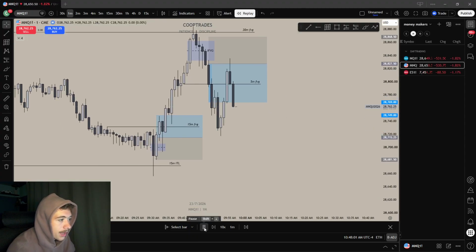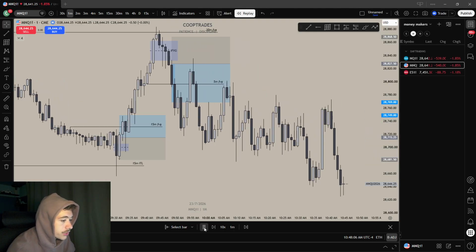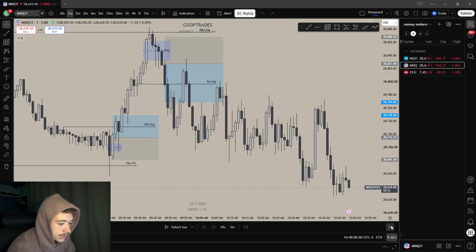And as we can see, if we play this out, I would have ended up getting break even, and then it just chopped around for a while before I eventually ended up taking out this low. And now that's where it's at now.